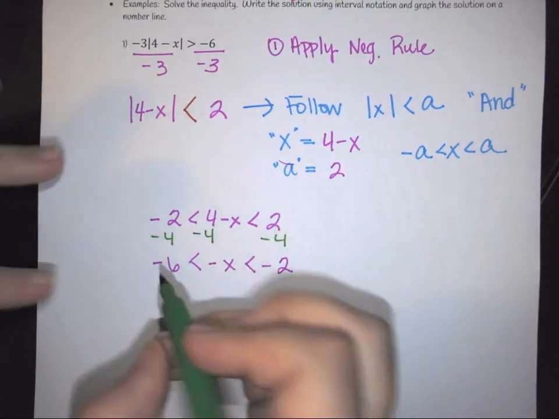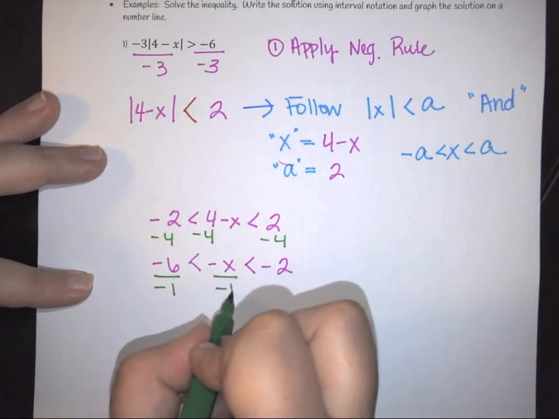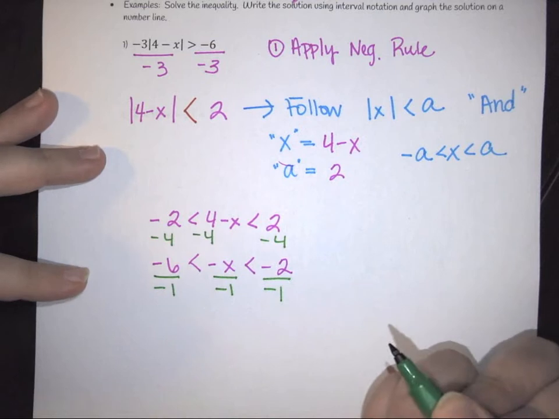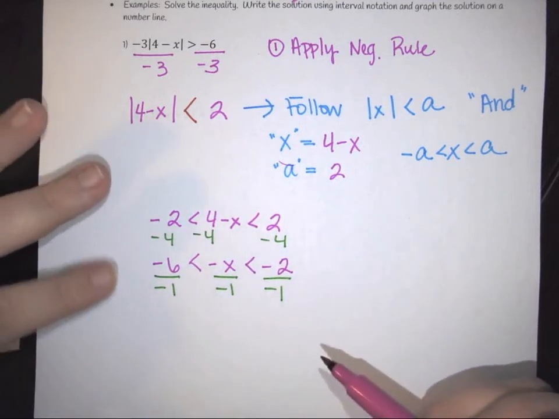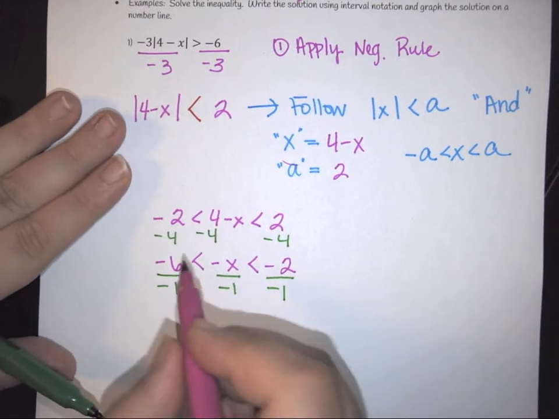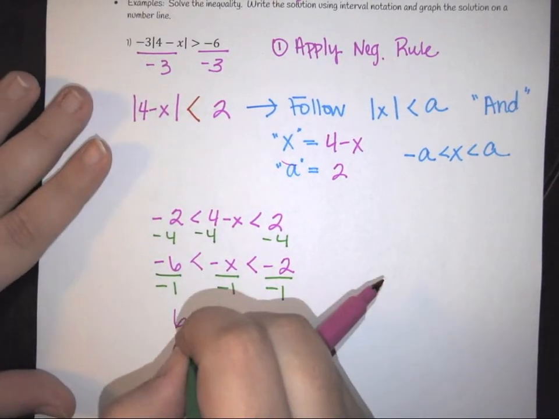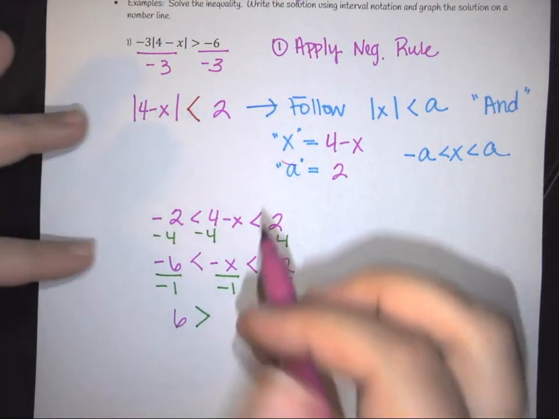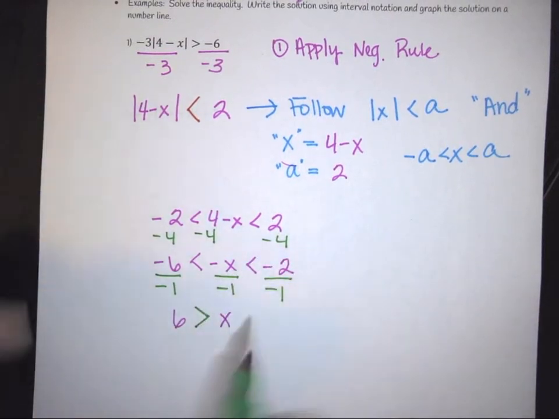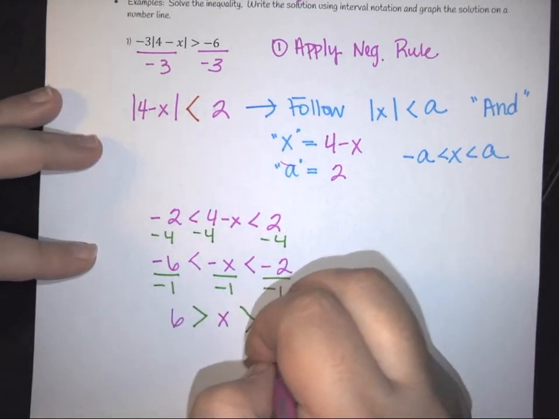Now the last thing I need to do is I am dividing everything by a negative 1. Because I'm dividing, that tells me that now I have to flip my signs. So here this becomes 6. My sign is going to flip, so it's going to come the other direction. Leaves me with x in the middle. Again, flip my sign, and leaves me with a positive 2.